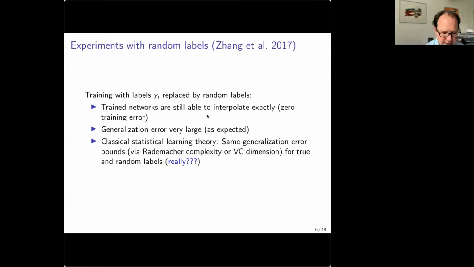I don't think you really have to develop everything from scratch, but the question is, of what do you actually compute the Rademacher complexity here? Okay.